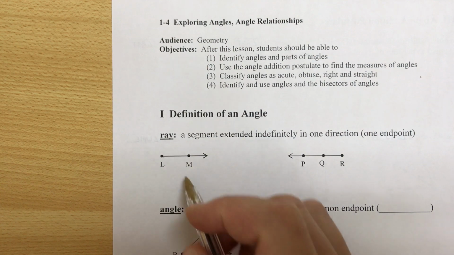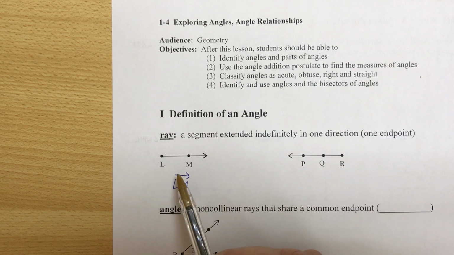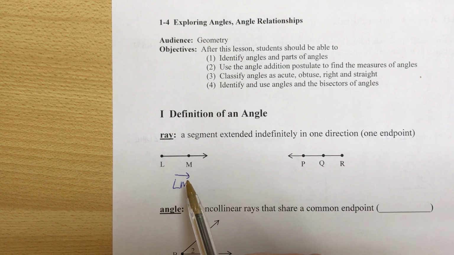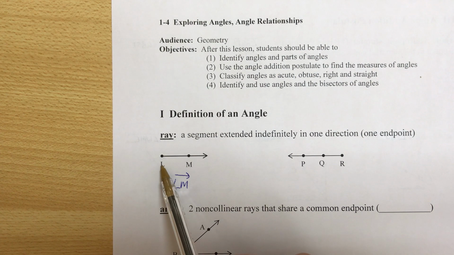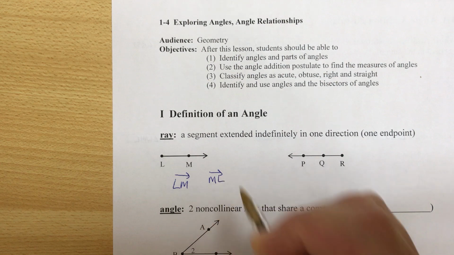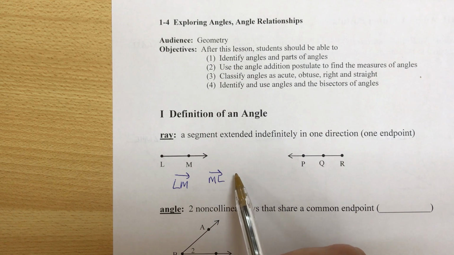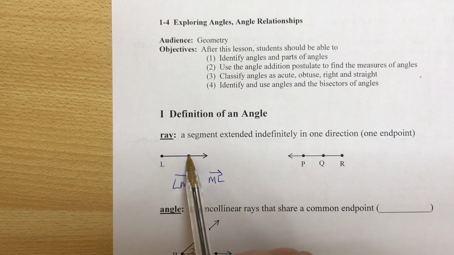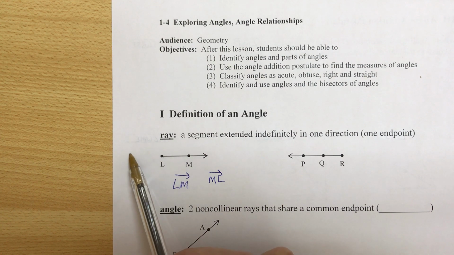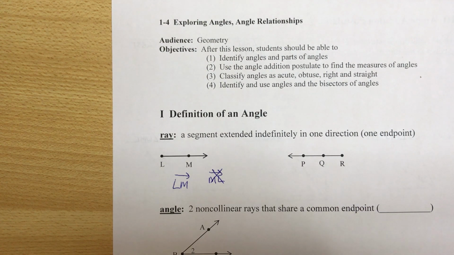So the way we name this, we would say LM, and we would draw a symbol for a ray, which is just one arrow. Now it is important that I start with L because that's the endpoint. If I write ML, then what I'm saying is that the endpoint is M and it goes through L and then it keeps going, which is wrong because in this picture it doesn't go this way through L. It starts at L, it goes through M. Okay, so this is important. The order is now important.